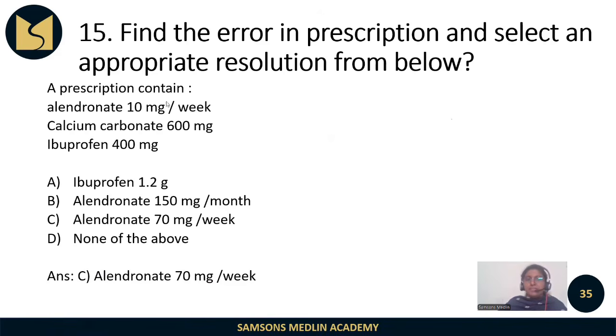So in this prescription, the type of error is an error in the dose, not dosage, error in the dose. 10 mg per week is not the correct dose. 70 mg per week is the correct dose given for alendronate. Ibuprofen 1.2 gram is actually the maximum dose that is given daily. And 150 mg per month is not accurate. 70 mg per week is the correct dose for alendronate.